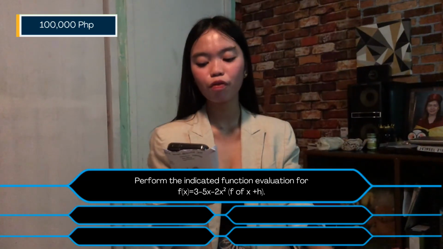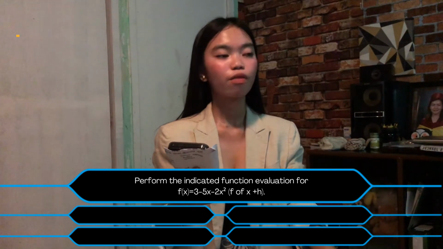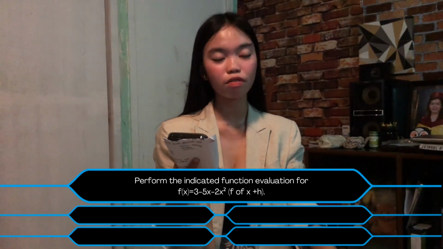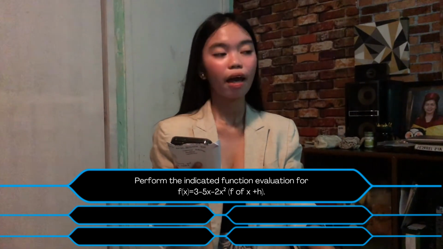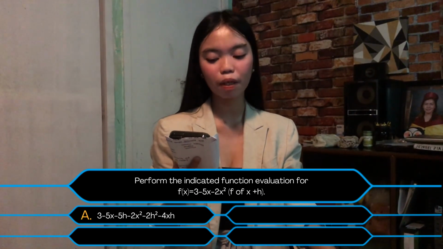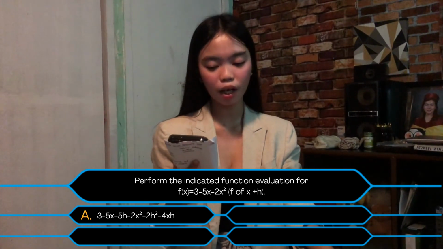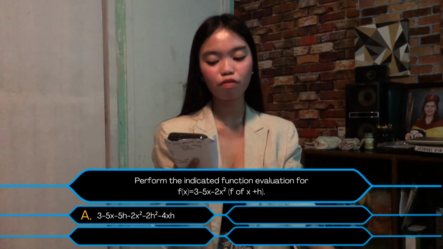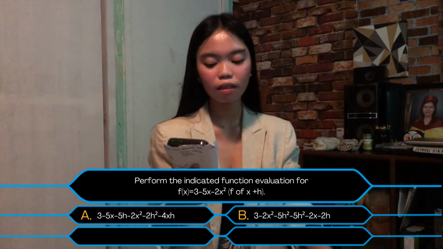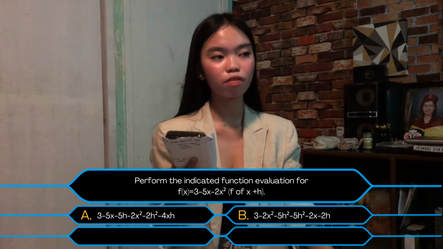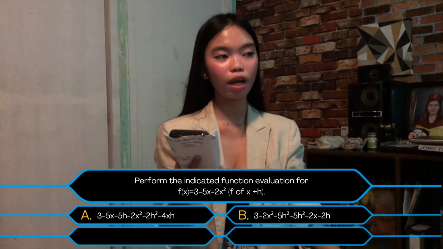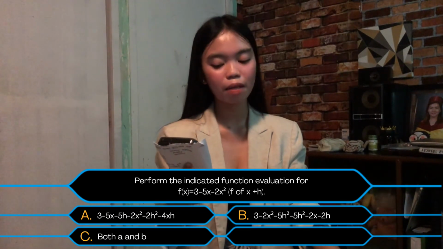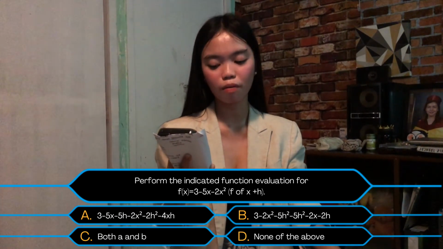Let's tackle question number 4. Perform the indicated function evaluation for f of x is equal to 3 minus 5x minus 2x squared, f of x plus h. A. 3 minus 5x minus 5h minus 2x squared minus 2h squared minus 4xh. B. 3 minus 2x squared minus 5h squared minus 5h squared minus 2x minus 2h. C. Both A and B. And letter D. None of the above.